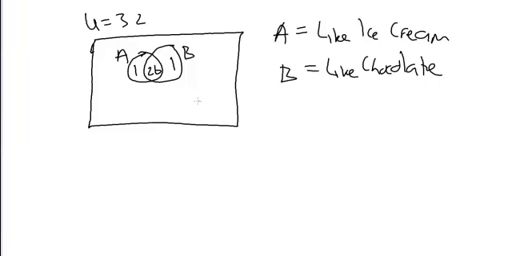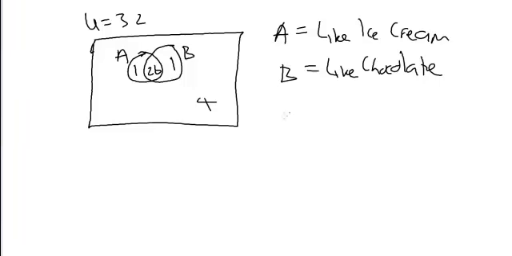And then we'd put in 4 here, because that's the number of people who are not in A or B. There are 28 people who like ice cream or like chocolate. We said U is equal to 32, which means the entire collection of people. So in this case, the entire class has 32 people, and there are 4 people who didn't like ice cream or chocolate.